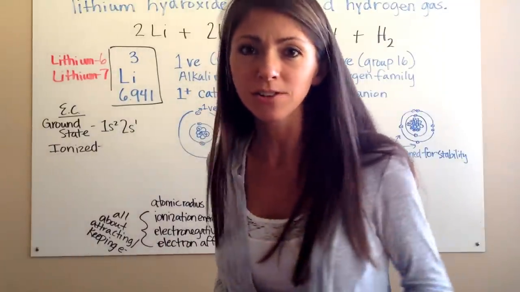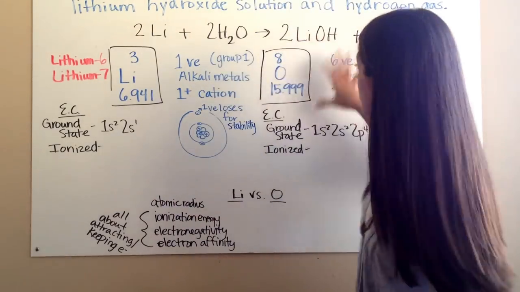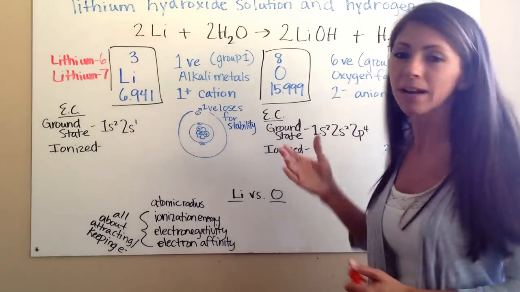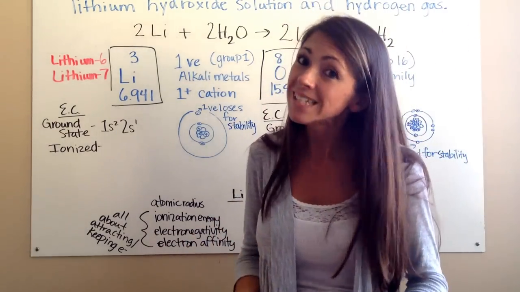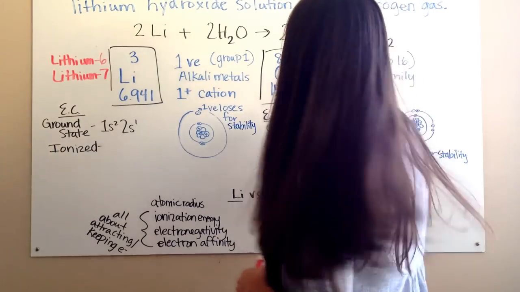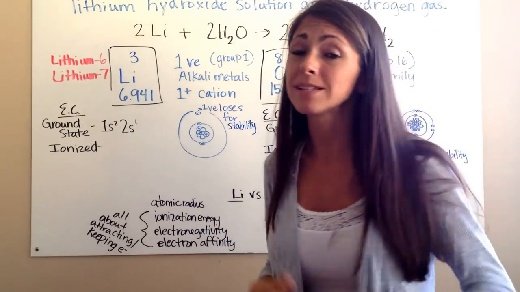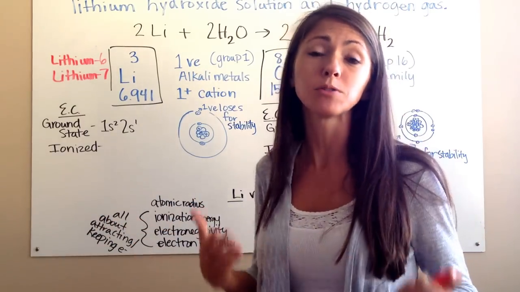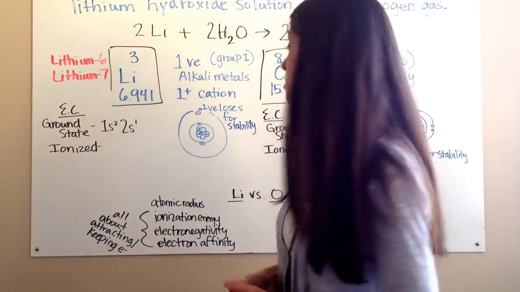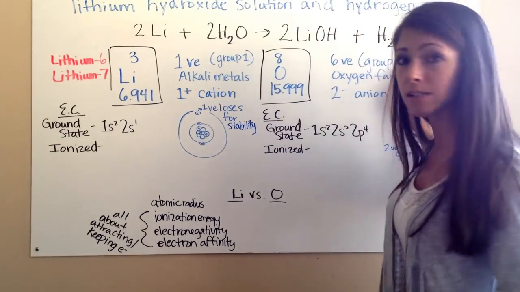Now let's venture to the other side of the table and the other side of the reaction, I guess, up here. Oxygen, and talk about oxygen for a section. Oxygen is a non-metal, making it very different than lithium. Now, oxygen has 8 protons, and its mass is around 16. So we could say that oxygen 16 is the most common isotope, the isotope in the greatest percent abundance, which is true. Now, it has 6 valence electrons because it is in group 16.